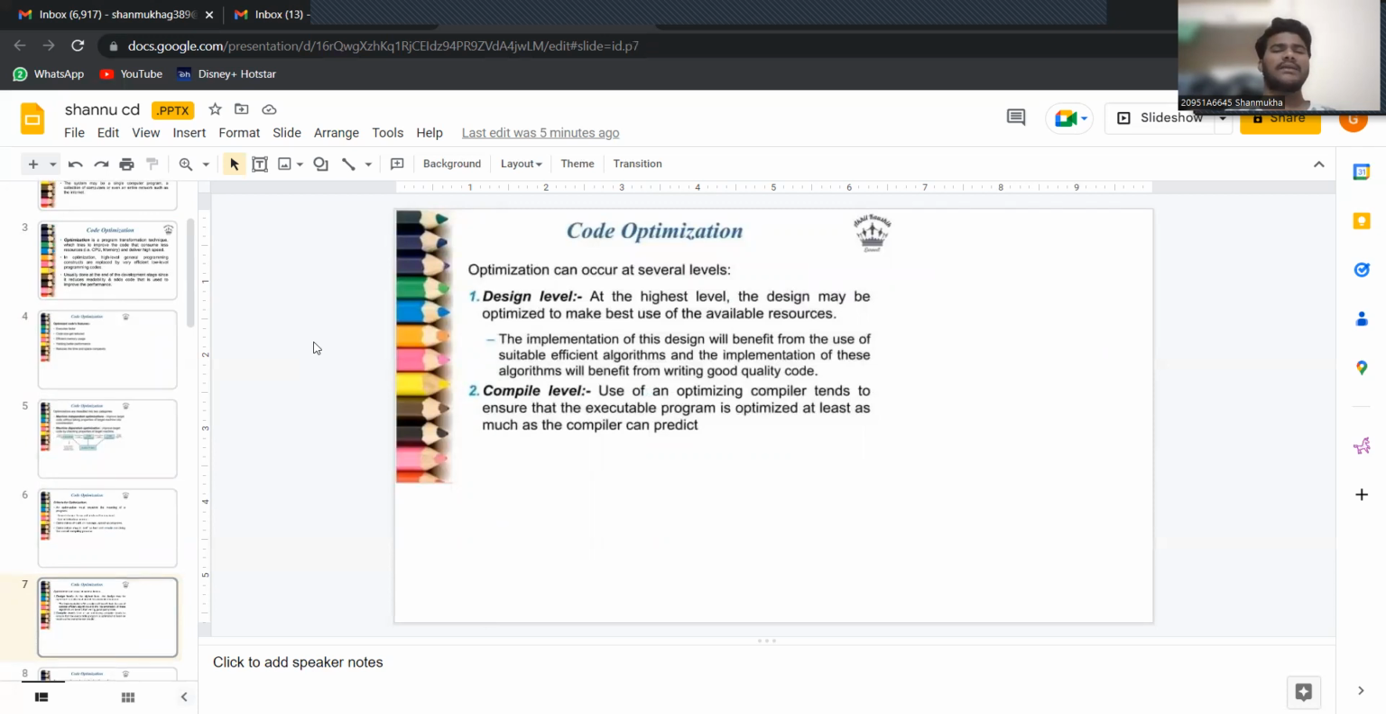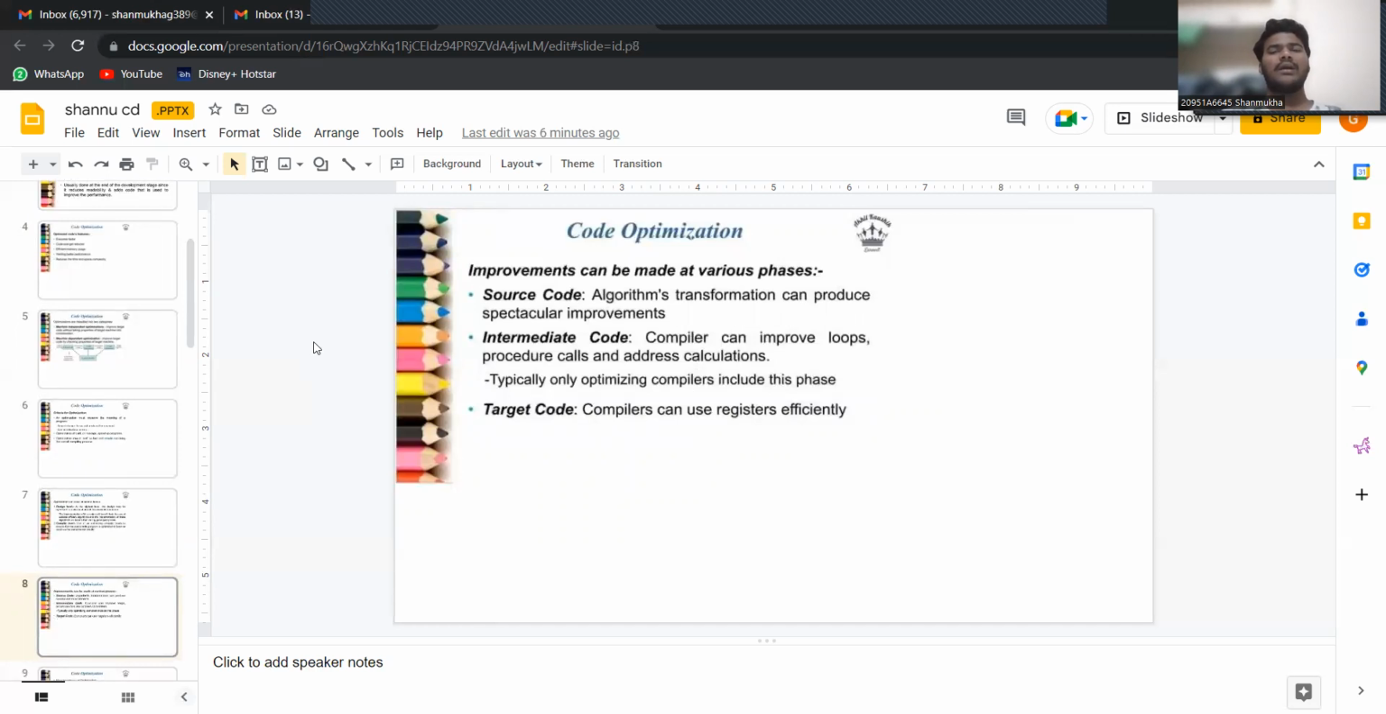Optimization can occur at several levels. Design level: at the highest level, the design may be optimized to make best use of the available resources. The implementation of this design will benefit from the use of suitable efficient algorithms, and the implementation of these algorithms will benefit from writing good quality code. Compile level: use of an optimizing compiler tends to ensure that the executable program is optimized at least as much as the compiler can predict.